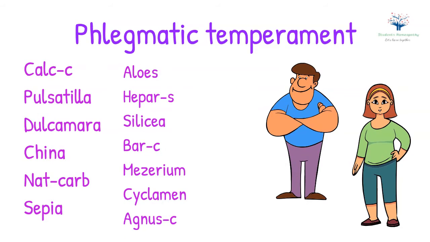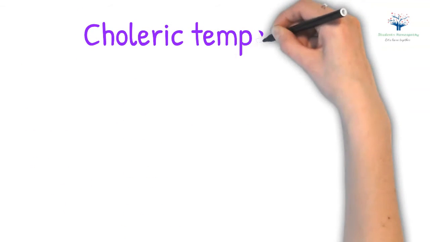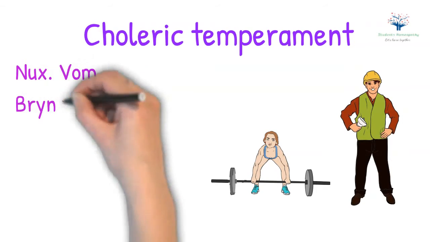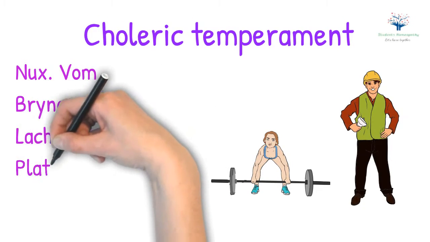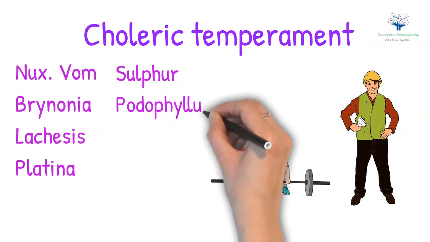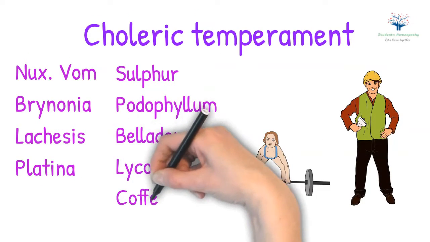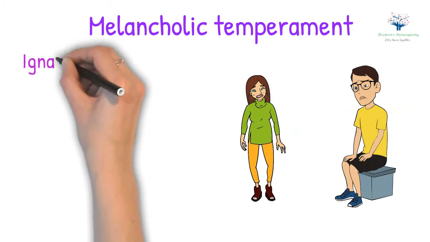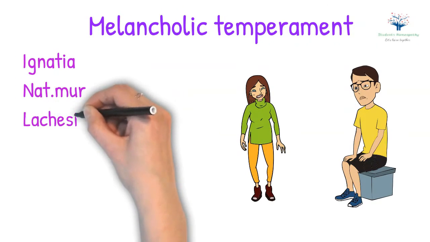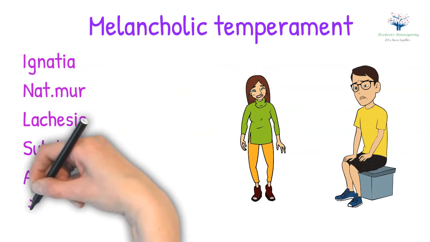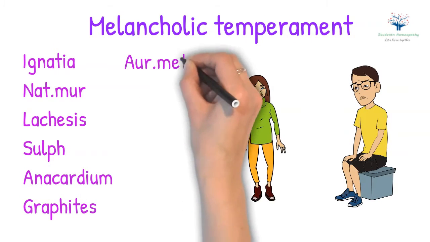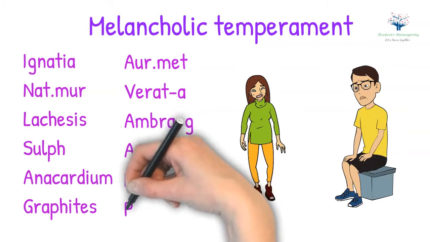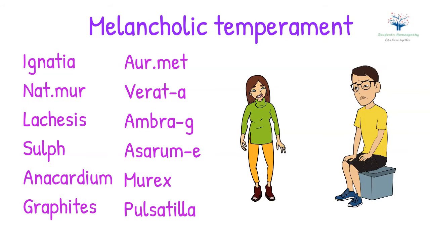and Agnus castus. Next, some common choleric temperament drugs are Nux vomica, Bryonia, Lachesis, Platina, Sulphur, Podophyllum, Belladonna, Lycopodium, and Caulophyllum. Some common melancholic temperament drugs are Ignatia, Natrum mur, Lachesis, Sulphur, Anacardium, Graphites, Aurum metallicum, Veratrum album, Ambra grisea, Asarum, Murex, and Pulsatilla.